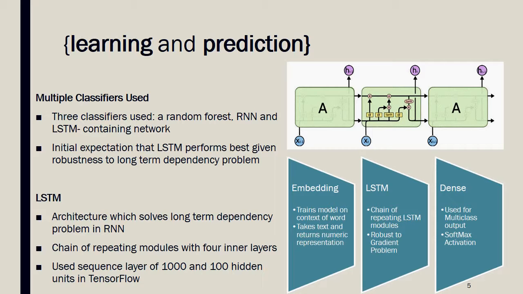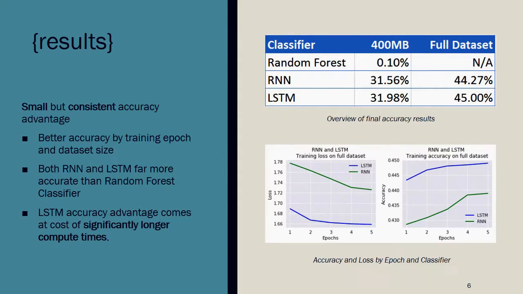And then on the top is a diagram of how LSTMs work, using 4 layers within each cell, and then a chain of cells moving across from left to right. We ultimately used 100 hidden units per layer. What did we observe after all of this? We saw a small but consistent accuracy advantage when using an LSTM.